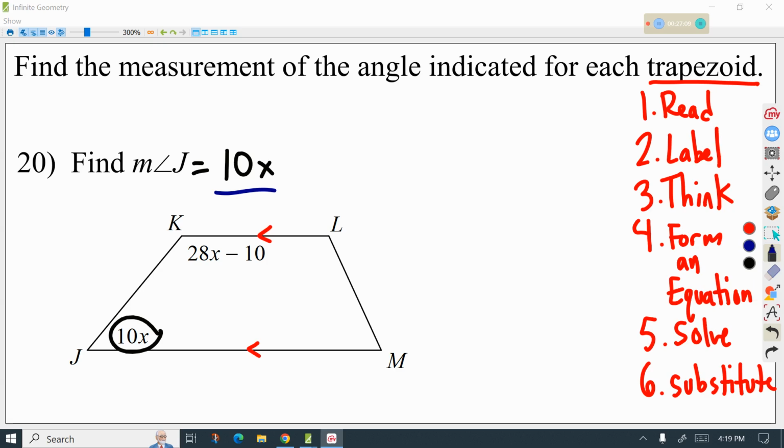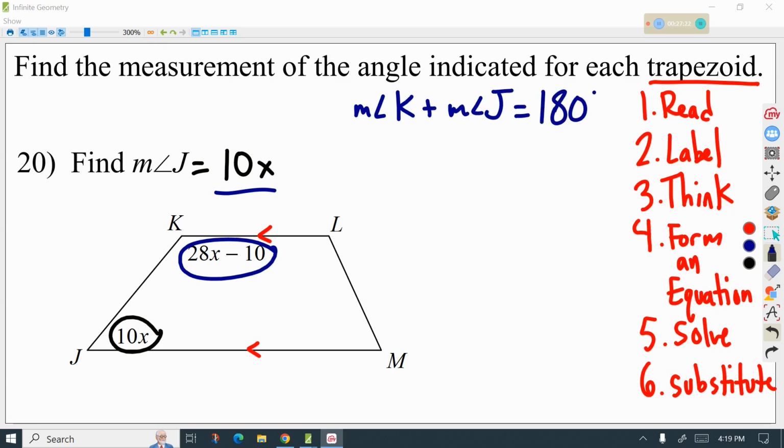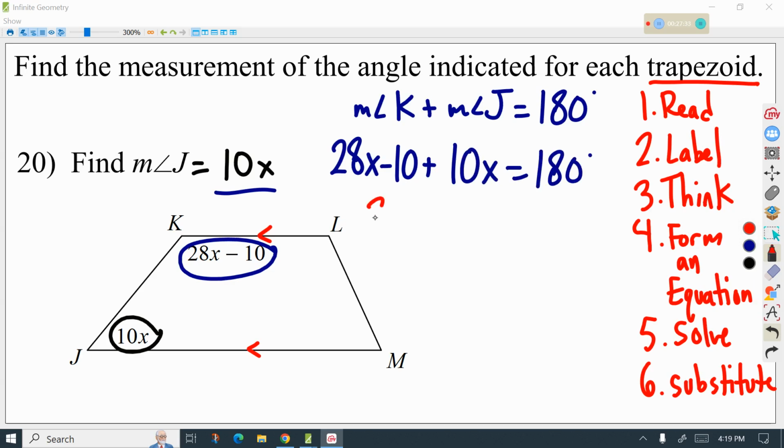Okay? So the thing that you have to remember is that in the trapezoid, again, we have parallel lines, and these are same side interior angles. So the measure of angle K plus the measure of angle J is equal to 180 degrees. But K is equal to 28x minus 10, and J is equal to 10x. So now what happens if we add those up? We get 38x minus 10 equals 180. You guys could take it from there, okay? You guys are in a good situation to wrap this problem up.